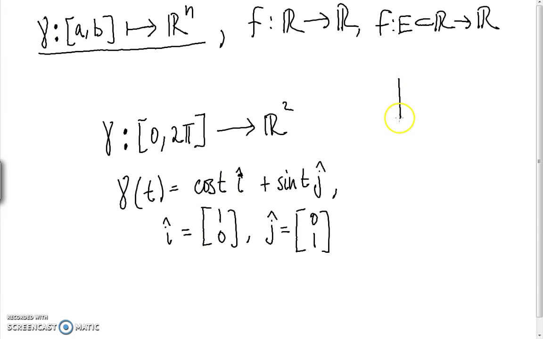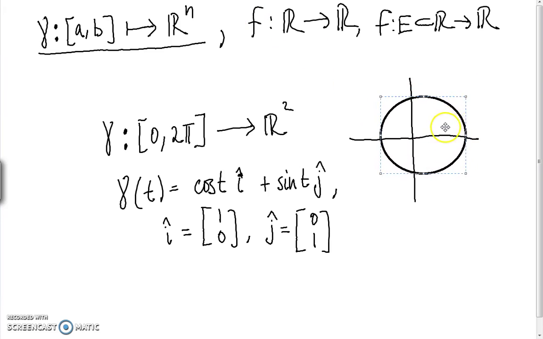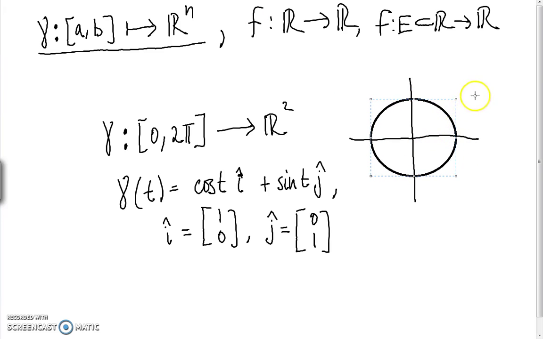Well, we can draw it. It's actually a circle of radius 1. I'll make it a bit bigger. It's a circle of radius 1 about the origin. And it's not obvious where the domain is on this circle, because this is just R2. So this is really just the range of the function. The range of the function is a circle.